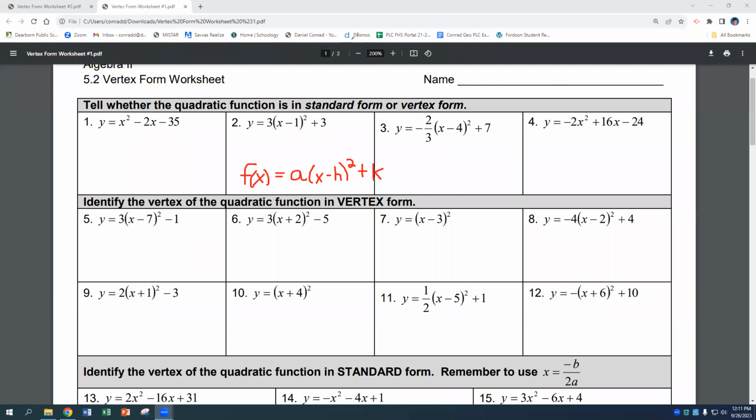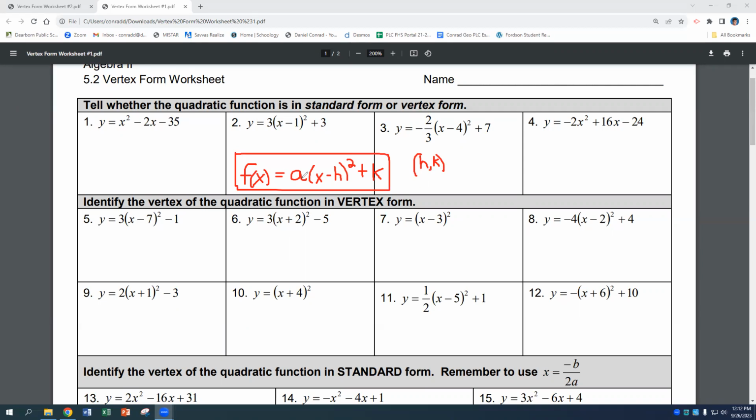All right, this is 2.1, vertex form of a quadratic function. So right here in red, I have the vertex form: f of x, or y, you could call that y as well, equals a times (x minus h) squared plus k. The vertex is going to be (h, k). Okay, so that's our vertex, right? (h, k). And then a is going to tell us a couple of things.